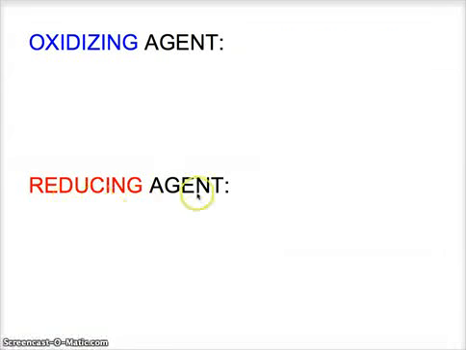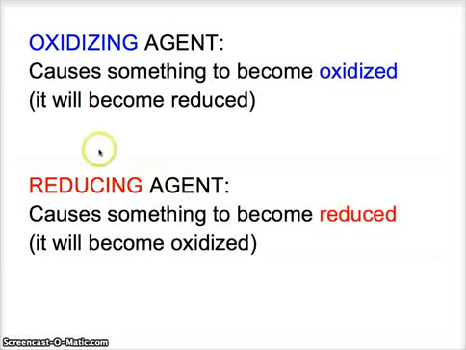Two more words that we should add to our list are oxidizing agent and reducing agent. An oxidizing agent essentially causes something to become oxidized, and as a result, it will become reduced. A reducing agent causes something to become reduced, and as a result, it itself will become oxidized.